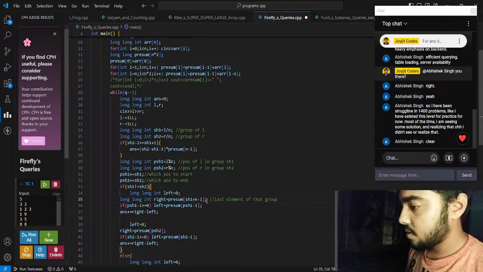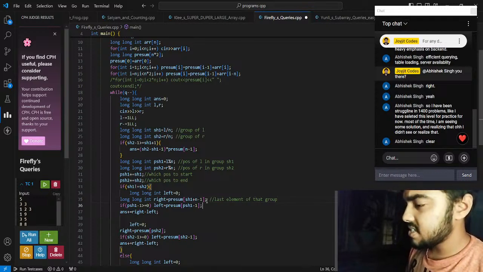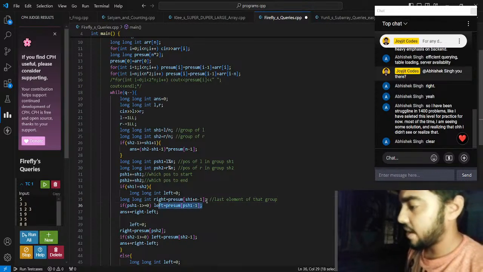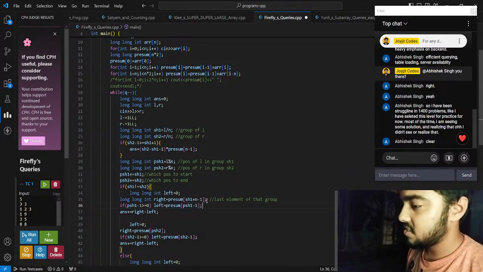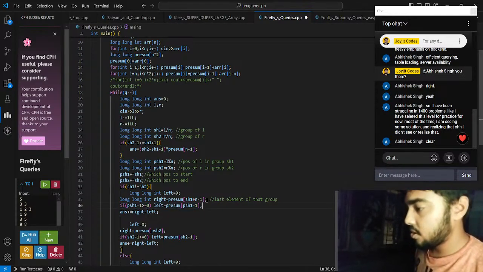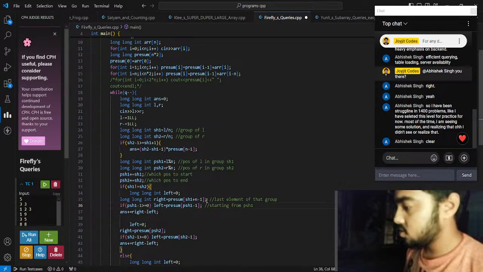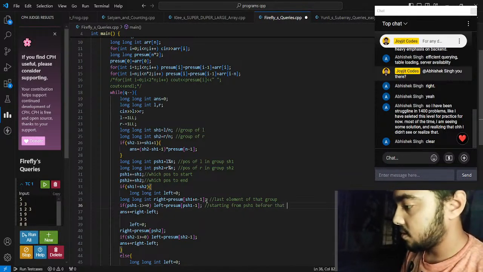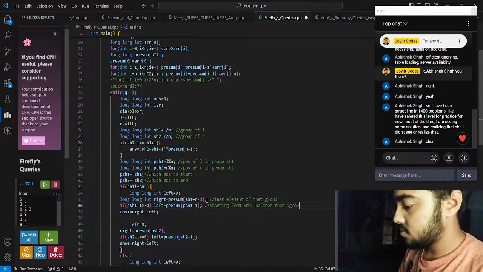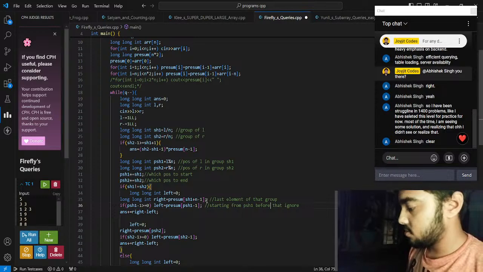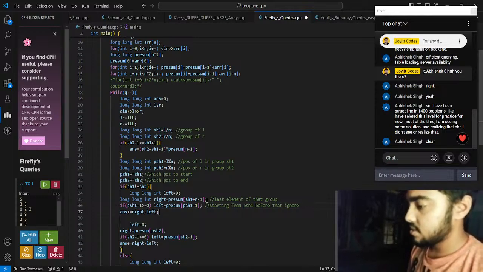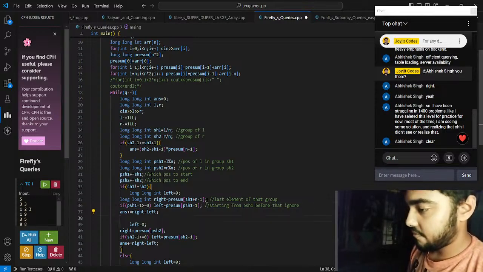Okay, and this is just a normal thing: you have to find the prefix sum of PSH1 minus 1, because you know that we are starting from PSH1, so anything before that will be ignored. That's the reason we are doing this. Now answer plus equal to right minus left.